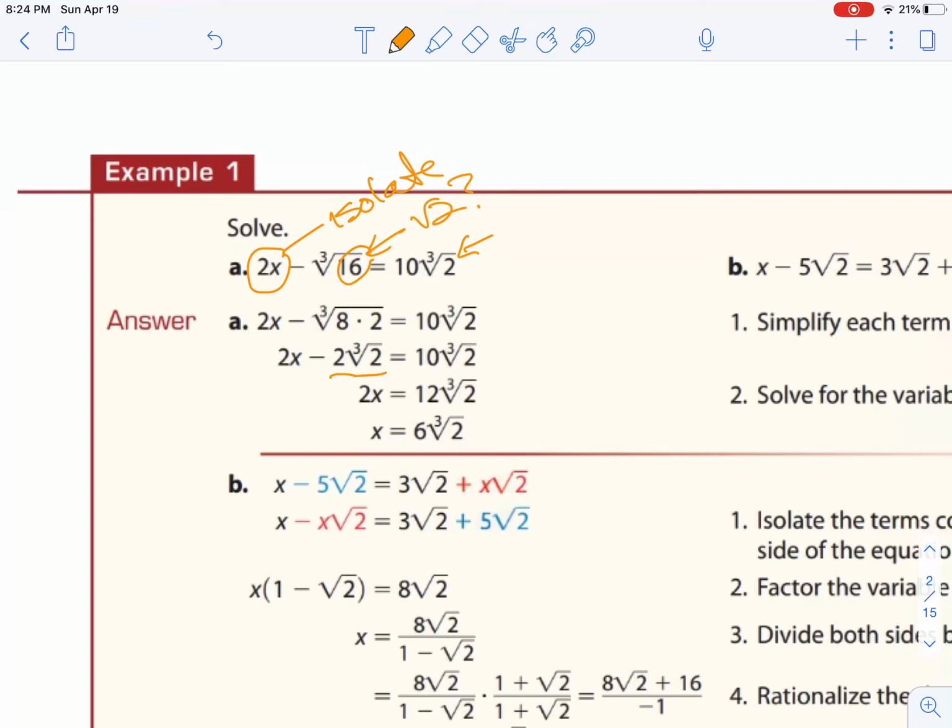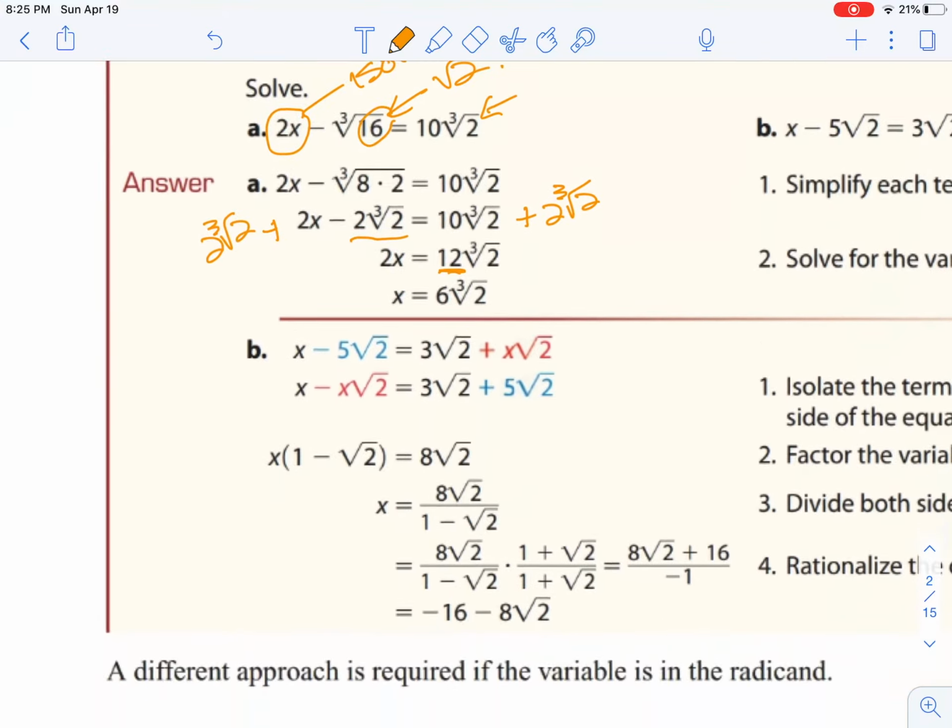Since that's subtraction, we're going to add 2 times the cube root of 2 to both sides to get rid of that, and therefore we get 12 times the cube root of 2. So then all we have to do is divide both sides by 2, and x equals 6 times the cube root of 2. So let's try another example.